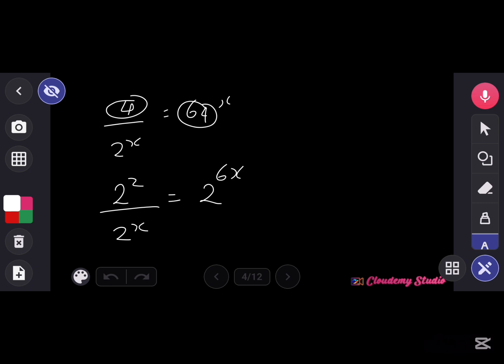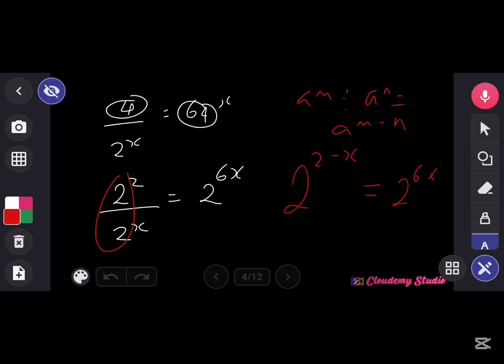You understand? Now, we have the same bases here, right? We have the same bases. Therefore, using the law of indices, that says a raised power m divided by a raised power n equals a raised power m minus n, which means this is the same thing as 2 raised power 2 minus x, which equals 2 raised power 6x, right? Now, since the bases are equal, we can cancel them out. Therefore, the powers will be equal now. Therefore, that is 2 minus x equals 6x, right?